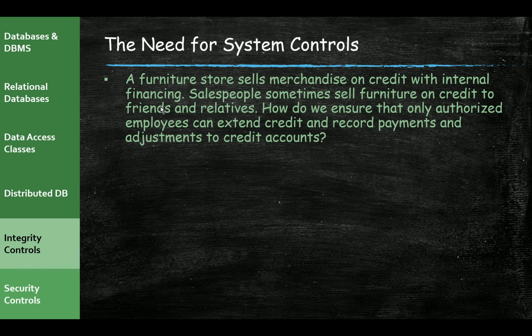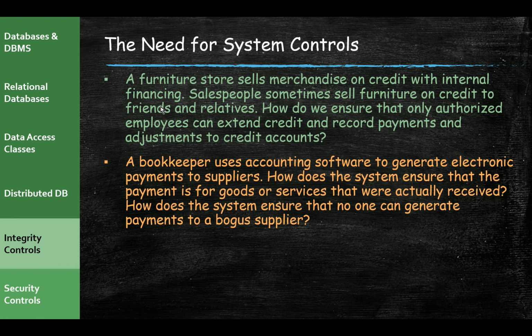So our book talks about a couple different scenarios. For example, a furniture store sells merchandise on credit with internal financing. Salespeople sometimes sell furniture on credit to friends and relatives, but how do we ensure that only authorized employees can extend credit and record payments and adjustments to credit accounts? So I can't just give credit to my cousin John that comes in to get a couch and he's got a credit score of 420. How do we prevent him from getting credit just because he's a friend of somebody's?